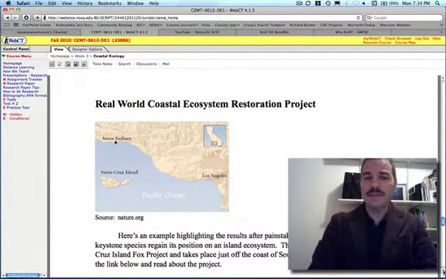This is a real-world example of a restoration project that's taking place on Santa Cruz Island. They reintroduced a fox which had long been absent from that ecosystem, and the good news is it was successful, and they saw the benefits which that island ecosystem enjoyed after that fox was returned.